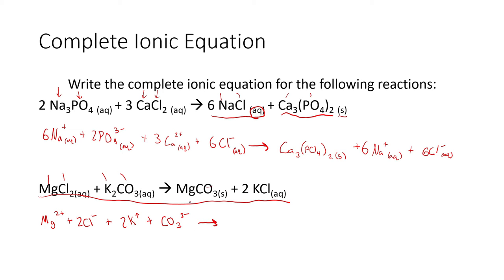Then on our product side, we notice that this one is solid, so it's not going to be dissociated, so we can write that out as is. MgCO3 solid plus, and then we have 2 potassium ions, which are still positive, and 2 chlorine ions. So that should be what yours looks like on that one.